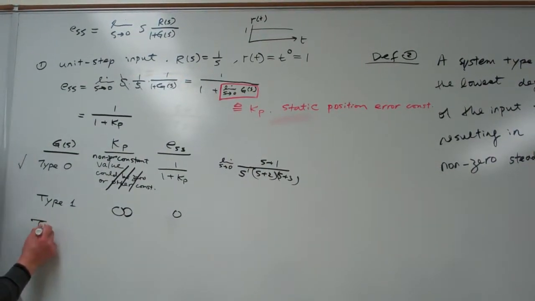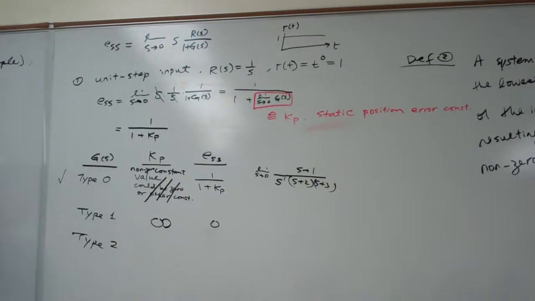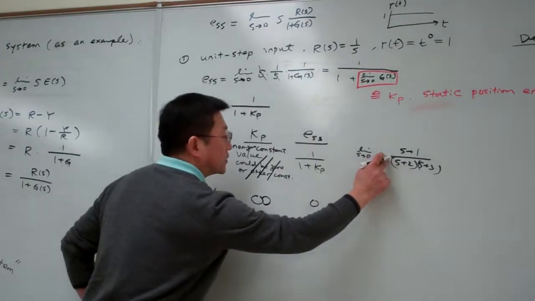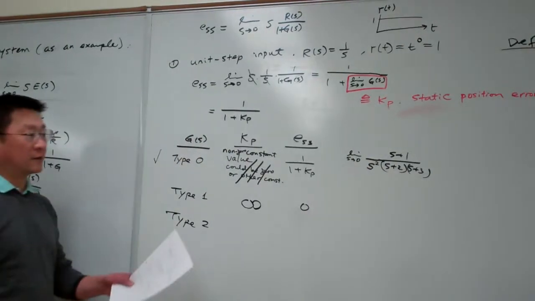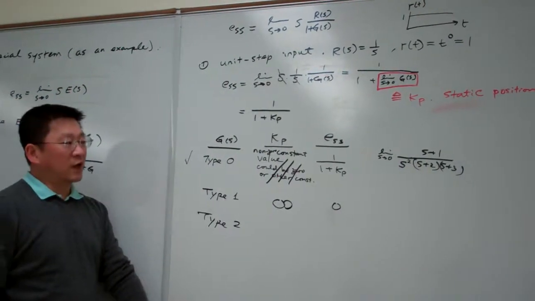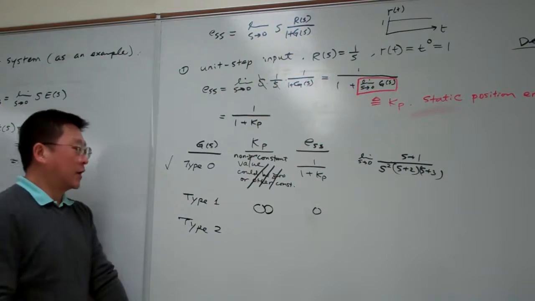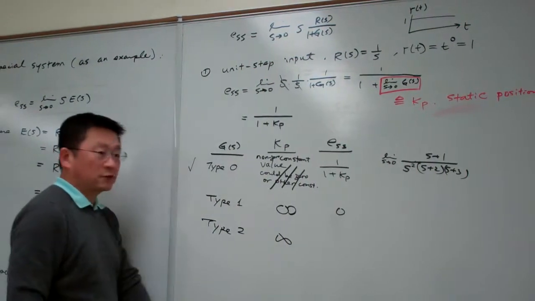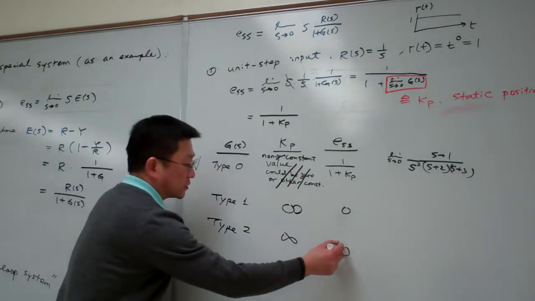Okay, so now we keep doing this one. This is a type 2. For type 2, basically this is s squared. Again, that is something divided by 0 squared, and definitely that is much larger, infinity here. So again, this is 0.